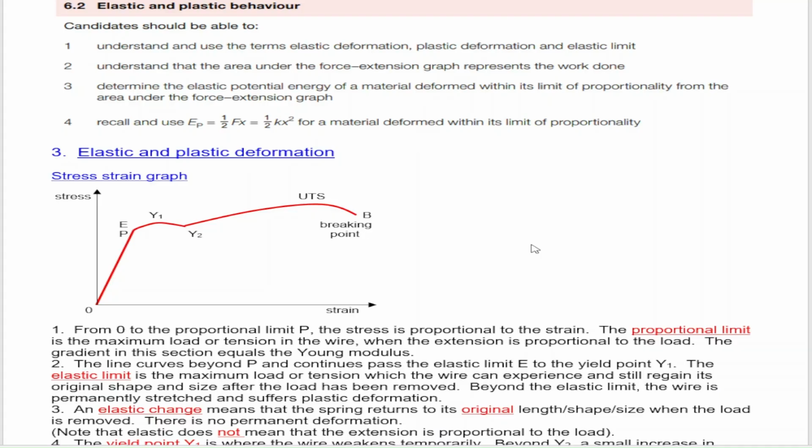Like the lesson outcomes from the syllabus, you should be able to understand and use the terms elastic deformation and plastic deformation. Understand that the area under the force extension graph represents the work done, and determine the elastic potential energy of a material deformed within its limit of proportionality from the area under the force extension graph. Recall and use elastic potential energy is equal to half Fx, which is half kx squared for a material deformed within its limit of proportionality.